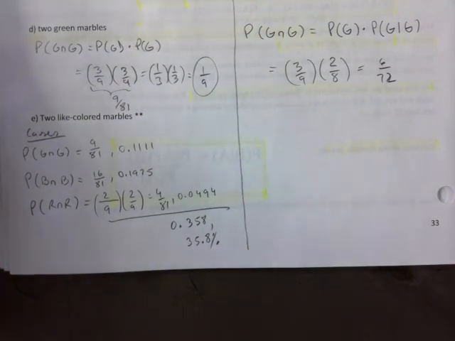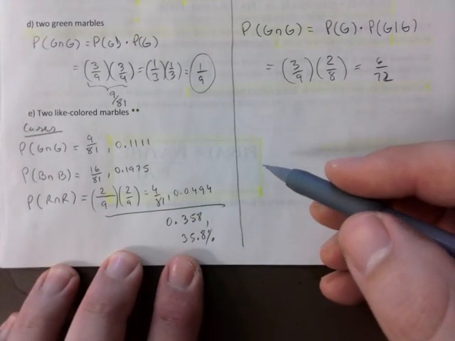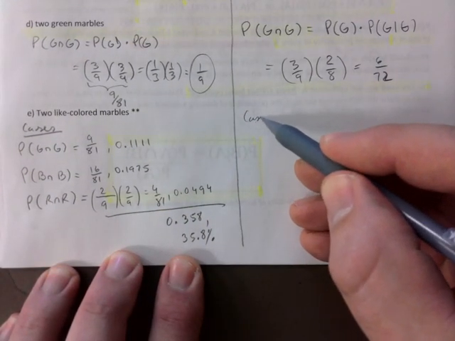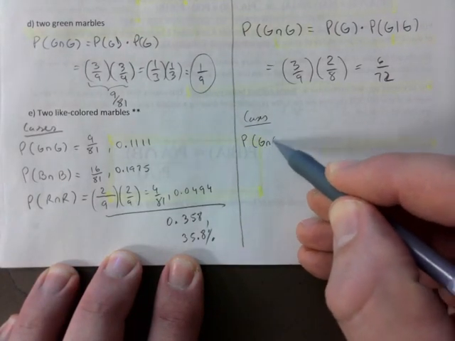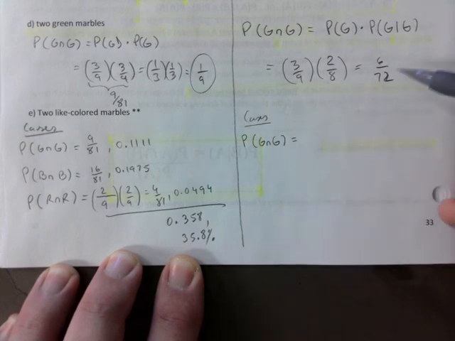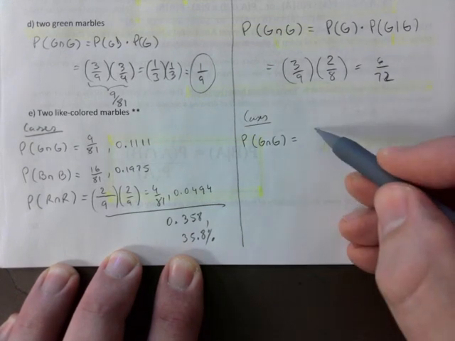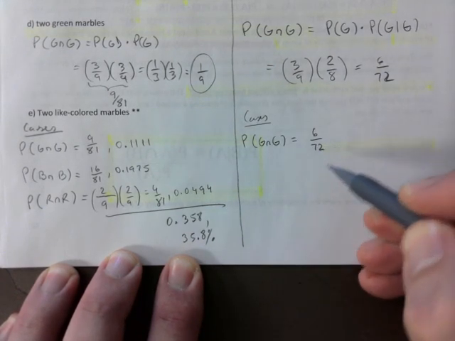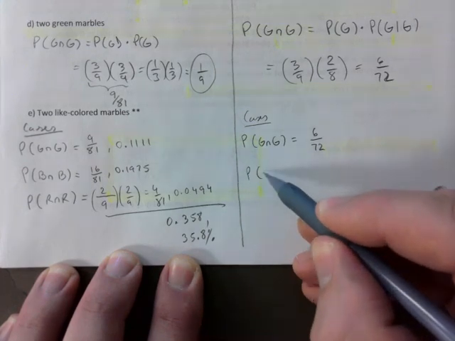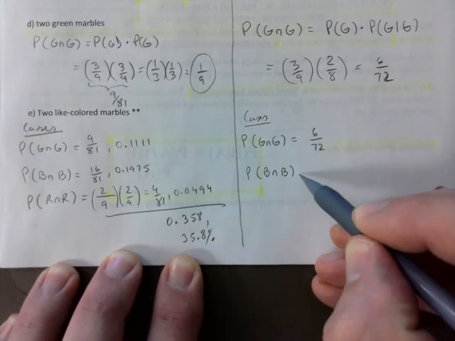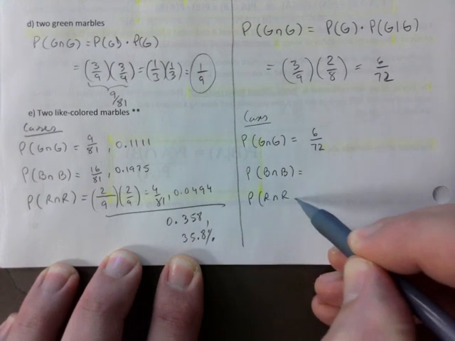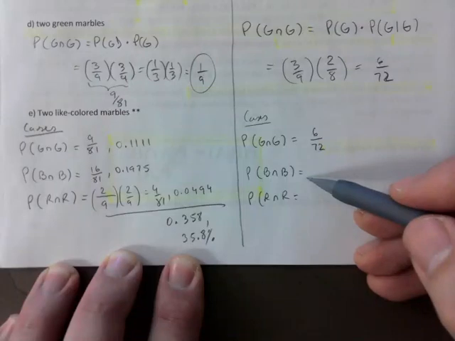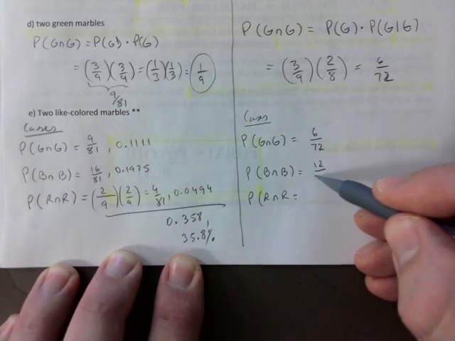How would that be different if it's removed, not replaced? Cases again. Probability of green and green, that's already done here. That's 6/72. Probability of blue and blue, and then probability of red and red. Blue and blue we've done already. That's 12/72.